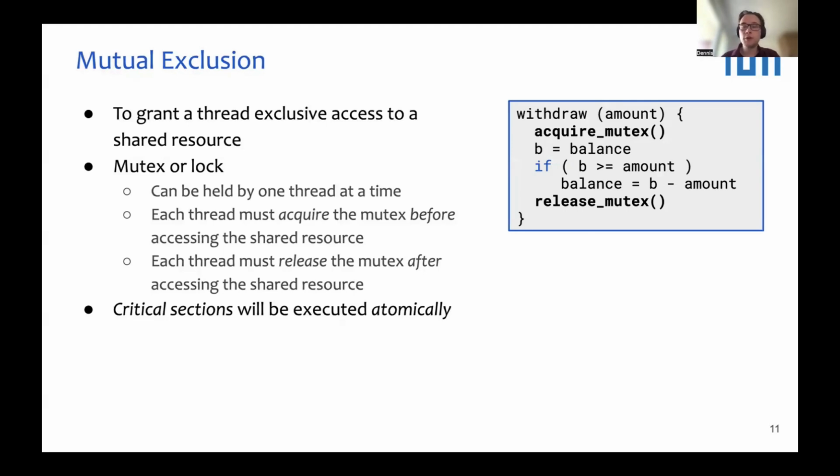The region of code between the acquire and the release of the mutex is called the critical section. And within a concurrent context, this will be executed atomically, meaning that no two or more threads can access the mutex at the same time, and thus, in this case, cannot access the shared balance variable.